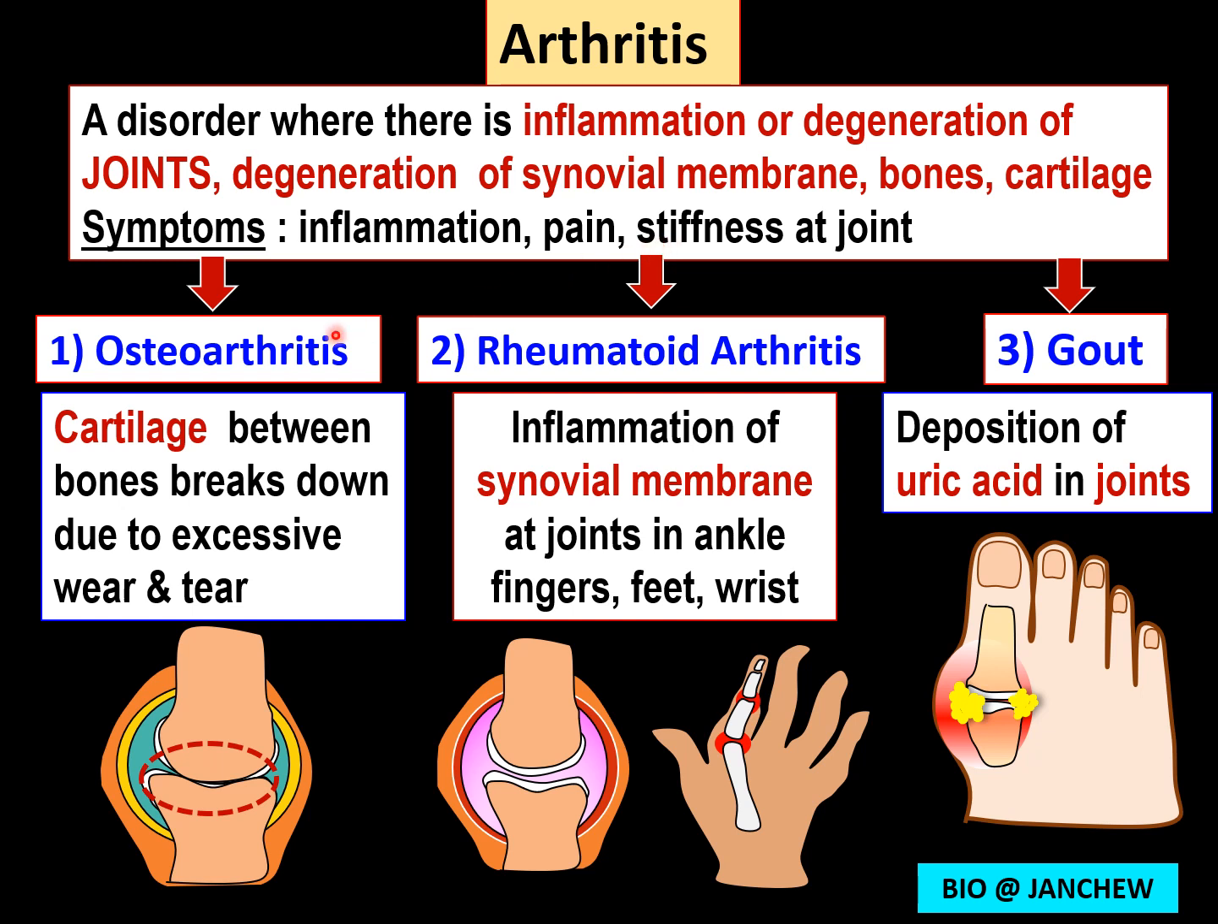So we have to know the different causes. For example, in osteoarthritis, cartilage between the bones breaks down due to excessive wear and tear. That's the cause. For rheumatoid arthritis, there's inflammation of the synovial membrane at the joints in the ankle, fingers, feet, and wrist. And for gout, it is the deposition of uric acid in the joints. We will discuss this as we go along.